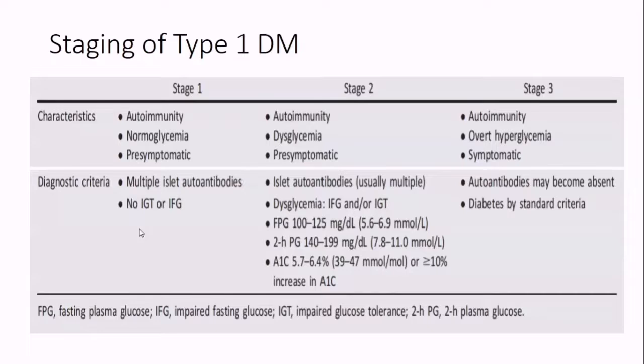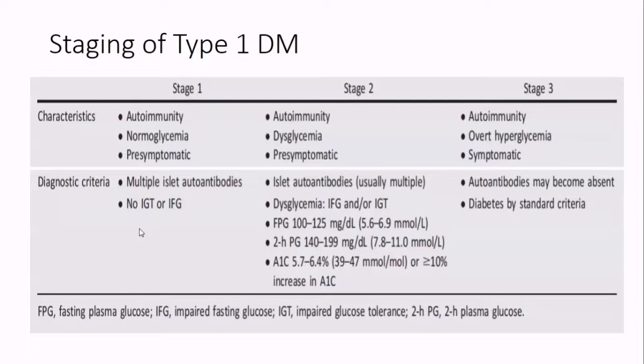Whereas in stage 2, there is autoimmunity and dysglycemia, that means the glucose values will be deranged, and it is also a pre-symptomatic stage. Usually multiple islet autoantibodies can be seen, and fasting plasma glucose may be around 100 to 125, 2-hour prandial glucose 140 to 199, and A1C levels can be more than 5.7, or maybe more than a 10% increase in the A1C compared to the previous A1C levels. So stage 2 is still pre-symptomatic, but there is a deranged glucose value.